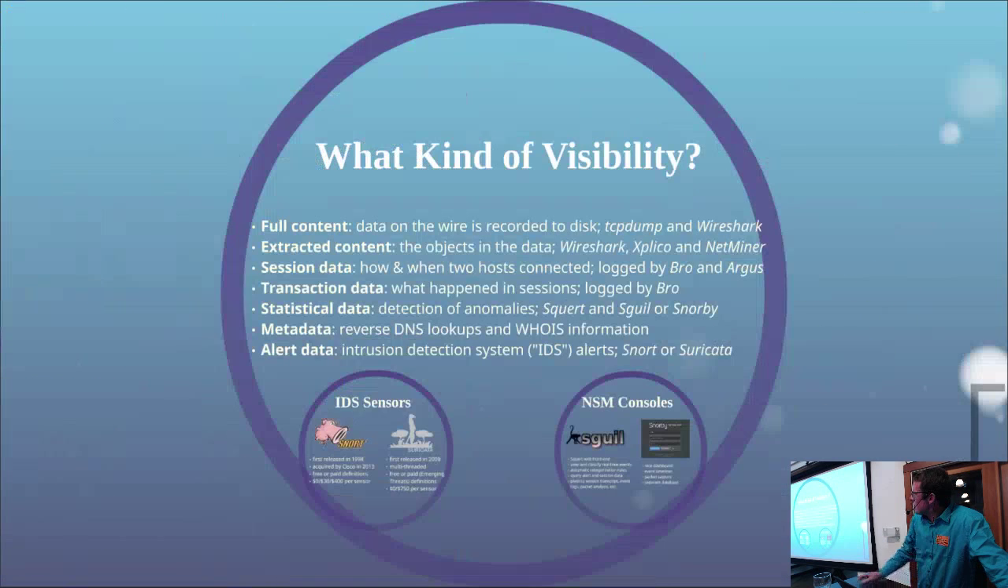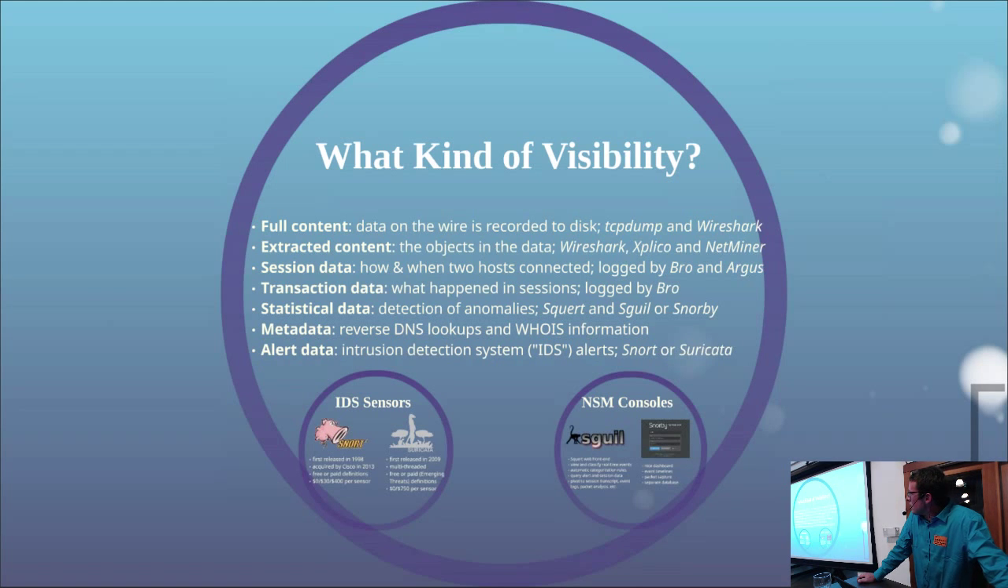So what kinds of visibility can you get? There's a lot of things you're going to learn about your network when you deploy this package. It ranges from being able to see full content. When you deploy this distribution, you are recording everything that goes across your network to disk. So it's going to be able to give you forensic capabilities. If something bad happens, you're going to be able to go back and see exactly what transpired.